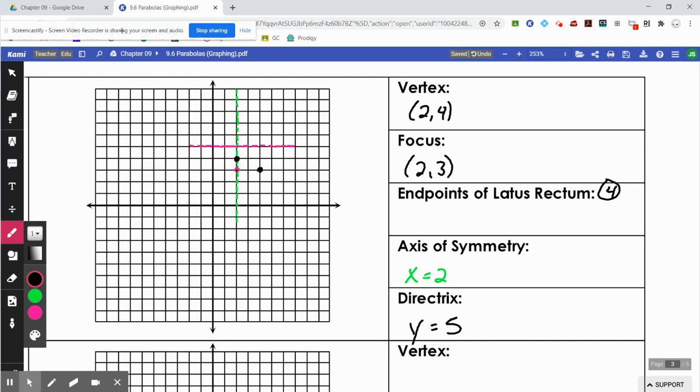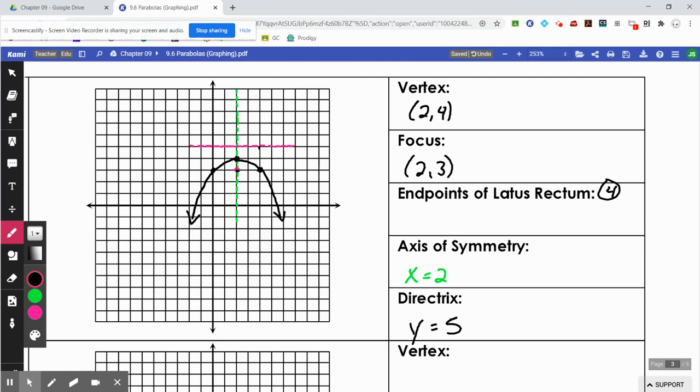If you look from here to here, that's a distance of 2. From here down to here is also a distance of 2, so therefore we know that point's going to be on the parabola, as well as this point. So there are the endpoints of the latus rectum, and my parabola will look something like this.